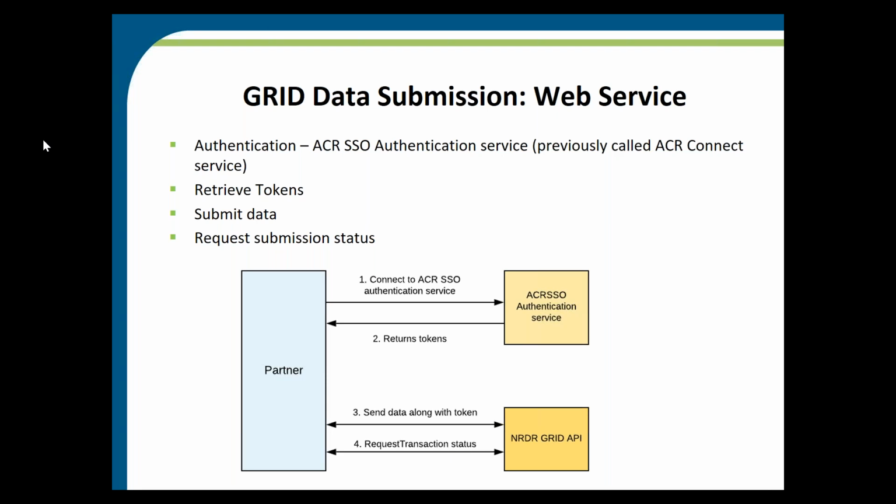Here in the little diagram on the slide, it shows you the 4 steps. One, connecting to the ACR SSO service and getting authenticated, which you would use to also retrieve the token. Then you send the data along with the token to the NRDL grid API, and finally you request a transmission status back.